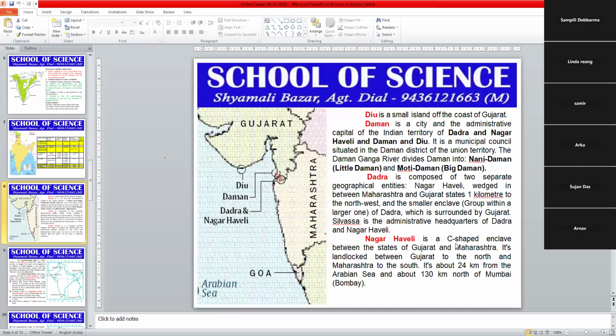Nagar Haveli is a C-shaped enclave between the states of Gujarat and Maharashtra. It's landlocked between Gujarat to the north and Maharashtra to the south. It's about 24 kilometers from the Arabian Sea and about 130 kilometers north of Mumbai. Okay, so you can take the screenshot. What is the position of Diu? What is the position of Daman? And what is the position of Dadra and Nagar Haveli? Okay, next.